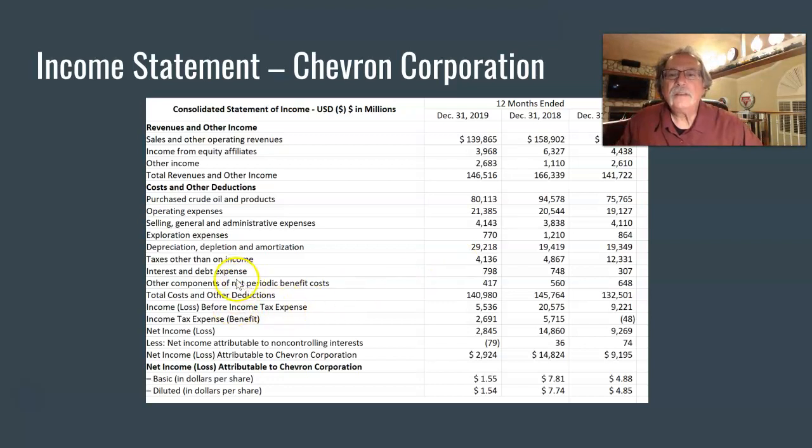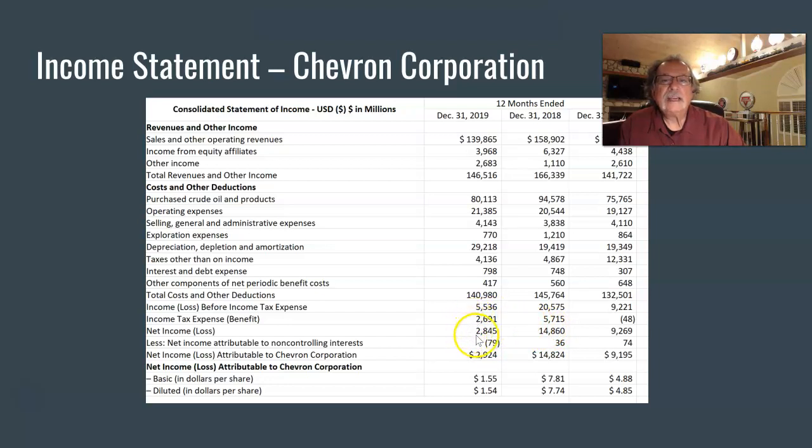Now, there's another interesting item here, interest on debt. This company is doing $150 billion in sales, 146. They have very little interest. Now, $798 million of interest may seem like a lot, but if you start to proportion it out, it's very little. And then you go down, they have total costs of $140 million, and then they have taxes, and then net income. And that's what we're after here, is net income.